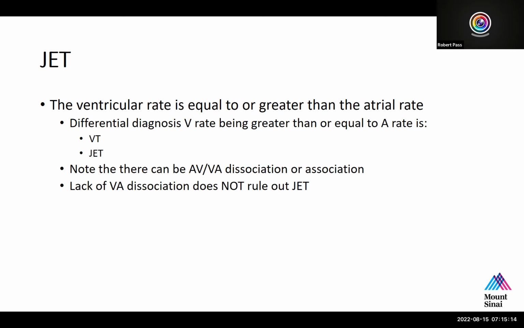And in JET, you can have VA dissociation or association. The classic description of JET is that there's VA dissociation, but that absolutely does not have to be the case. Patients can have normal ventricular-atrial conduction through their AV node and can have JET and have VA conduction that's associated or dissociated. So dissociated makes it a little easier, but the bottom line is it can be either.